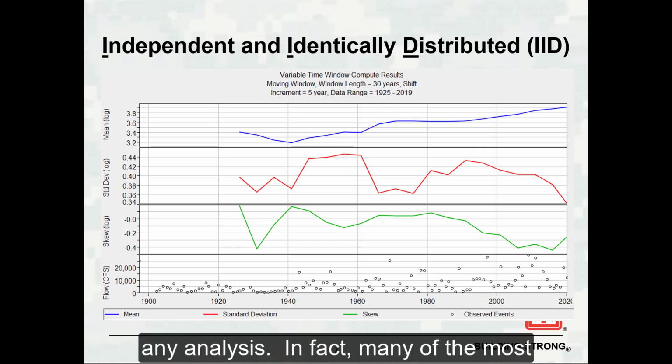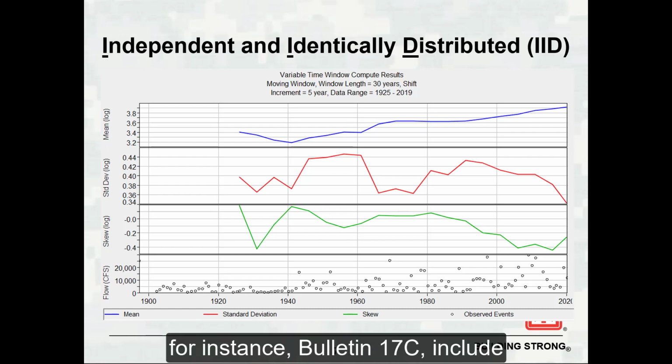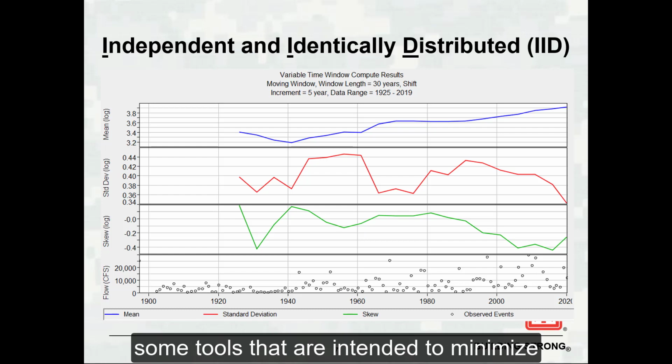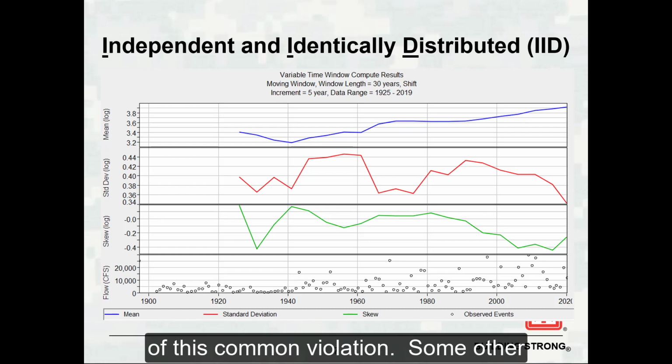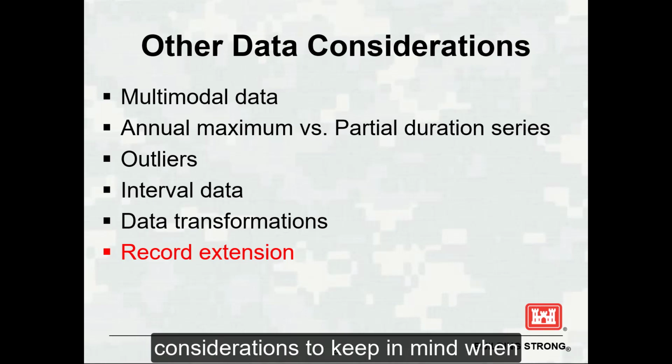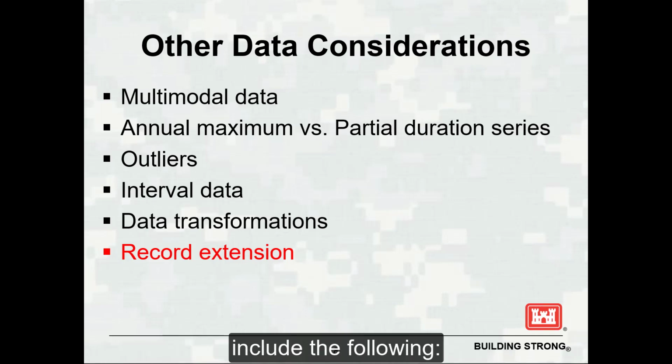In fact, many of the most commonly used parametric modeling approaches, for instance Bulletin 17C, include some tools that are intended to minimize the negative consequences of this common violation. Some other considerations to keep in mind when analyzing data for a parametric analysis include the following.